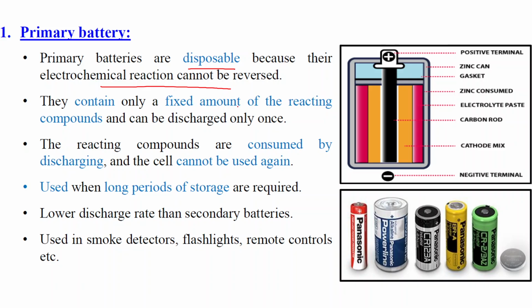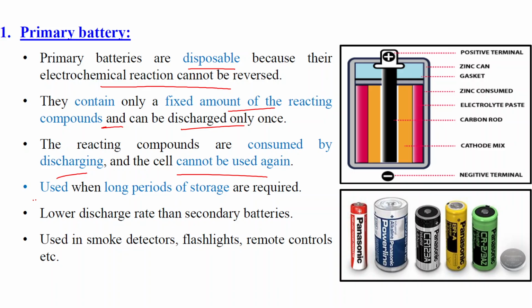They contain only a fixed amount of reacting compounds and can be discharged only once. The reacting compounds are consumed by discharging, and the cell cannot be used again. Whatever chemical reaction, oxidation and reduction, is taking place inside the battery is consuming the electrode material, or the chemicals involved in charging and discharging. That is why the reacting compounds get consumed, and the cell cannot be recharged or used again.